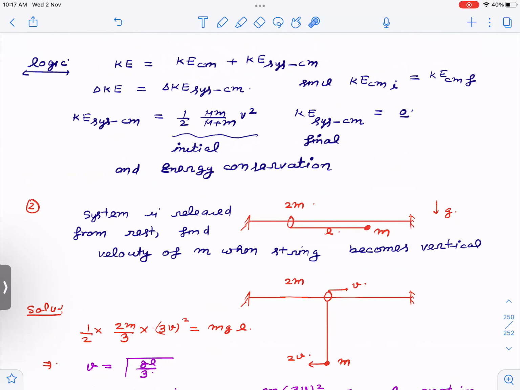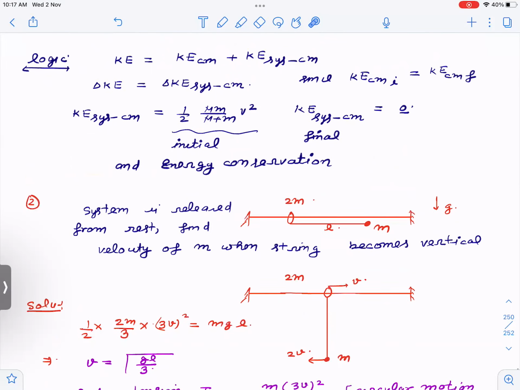Okay, so the same thing I have explained here: K is equal to K of CM plus K of the system about CM. Since this is very important, I wanted to repeat this. Delta KE is equal to delta KE of the system about CM, if the kinetic energy of CM is the same initially and finally, along with energy conservation, right?